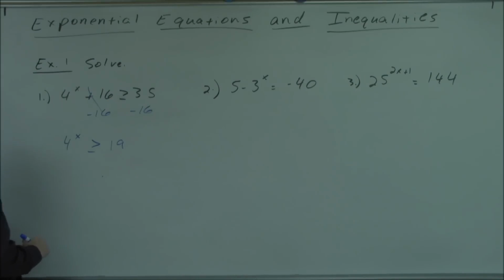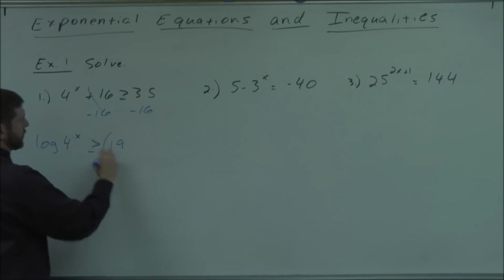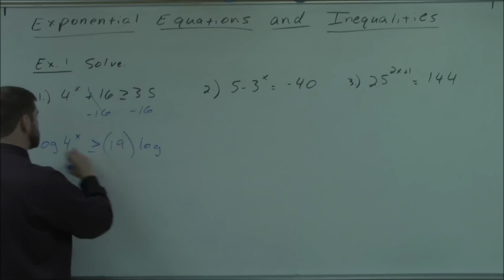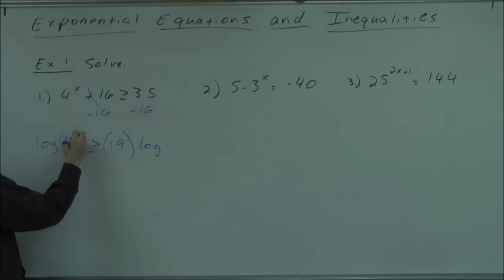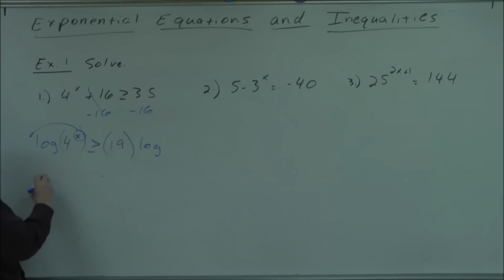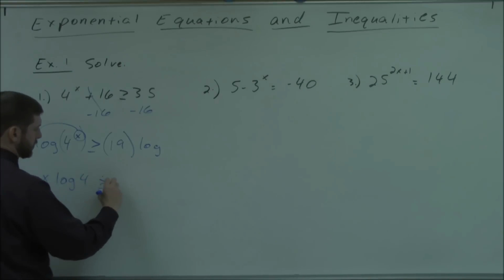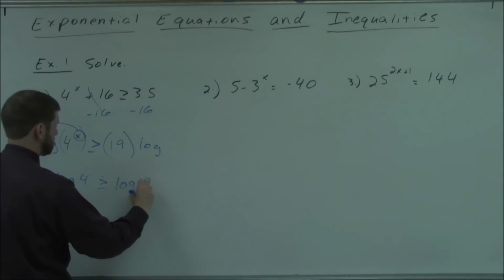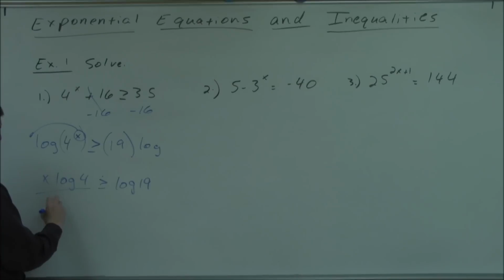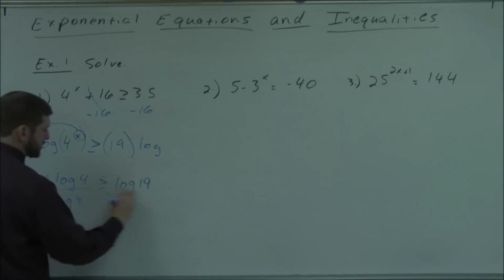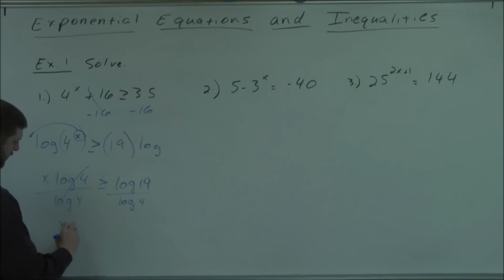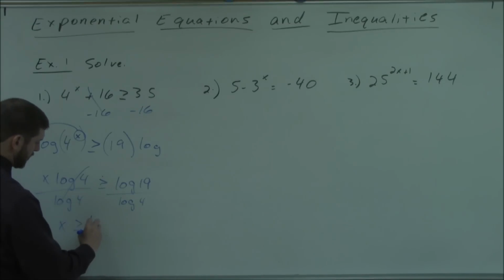Yep. Next step is to take the log of both sides. So log both sides. And then we get to use our power property. So x times log of 4 is greater than or equal to log of 19. Isolate your variable by dividing by what's attached to it. So divide by log of 4. So x is greater than or equal to whatever log base 4 of 19 is.